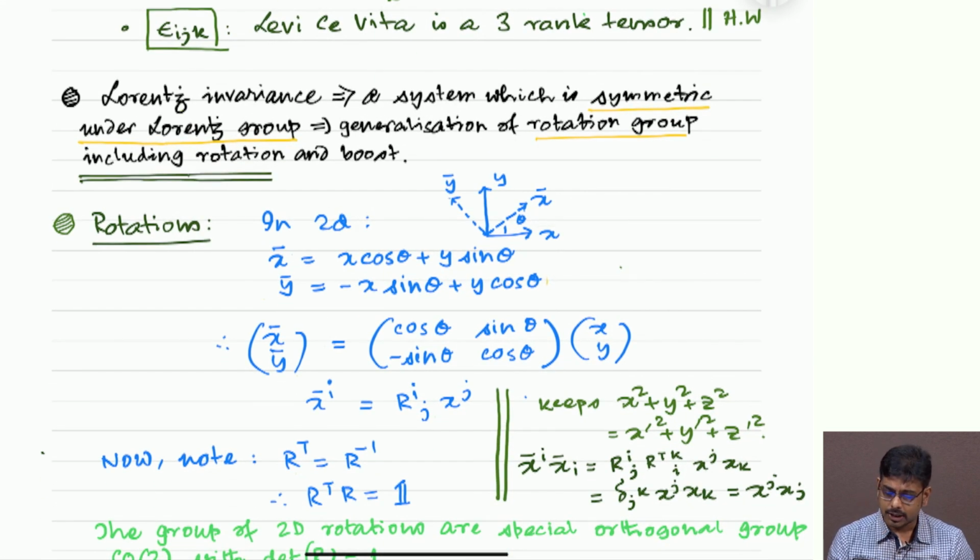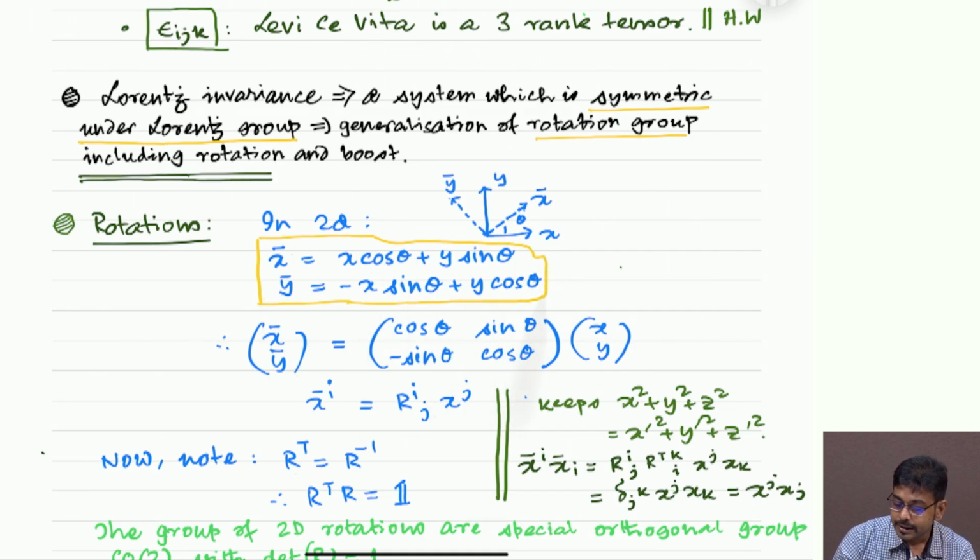Let us consider the rotation in a two dimensional plane. Suppose you had the xy axes and you rotate them by theta and they go to x bar y bar, okay. How do I write this in terms of theta and xy? Simply, x bar is equal to x cos theta plus y sin theta, whereas y bar will be equal to minus x sin theta plus y cos theta, correct. So, this is something that we all know.